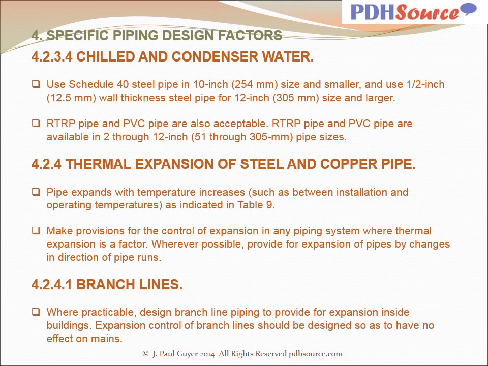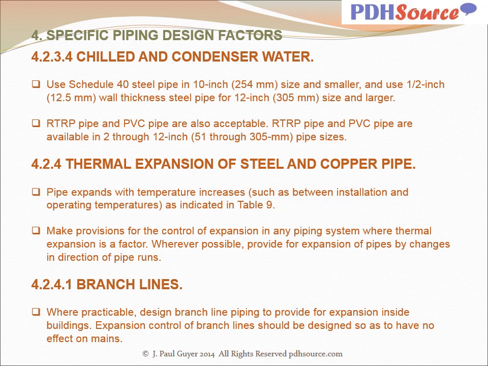With regard to chilled and condenser water, use Schedule 40 steel pipe in 10-inch size and smaller, and use half-inch wall thickness steel pipe for 12-inch size and larger. RTRP pipe and PVC pipe are also acceptable. RTRP pipe and PVC pipe are available in 2 through 12-inch pipe sizes.